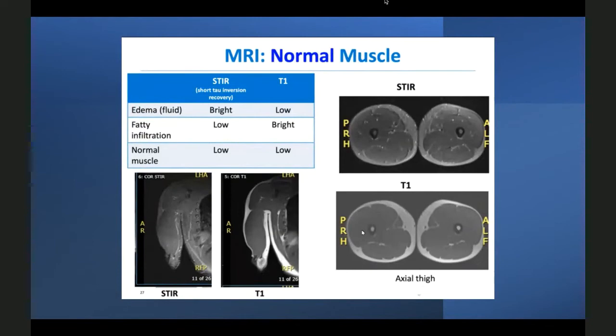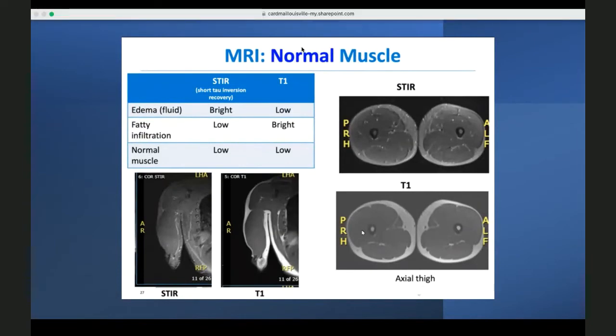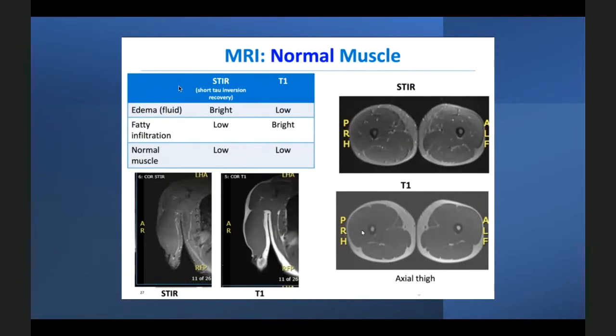I'm going to talk about a normal MRI first, and then we'll talk about what we see in these myopathies. So typically when we are looking at the muscle MRI, the two main sequences that we want to focus on are STIR and T1. In normal, when we are looking at STIR, the edema, if we do see edema, will be bright and it will be low on T1. And fatty infiltrations will be low on STIR and bright on T1.